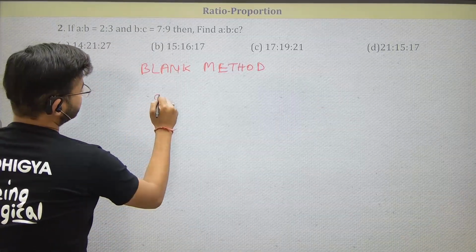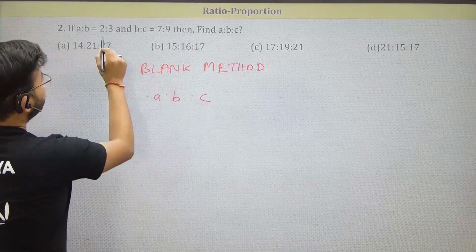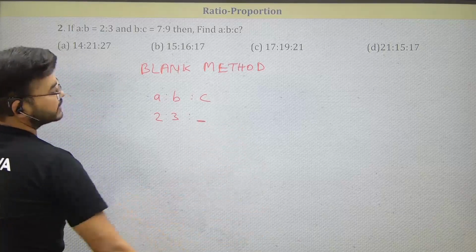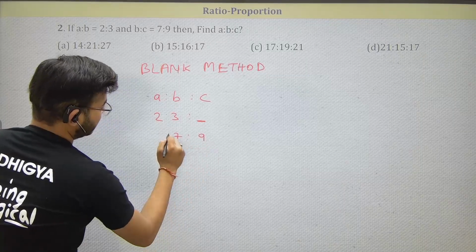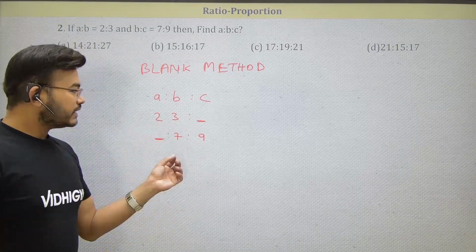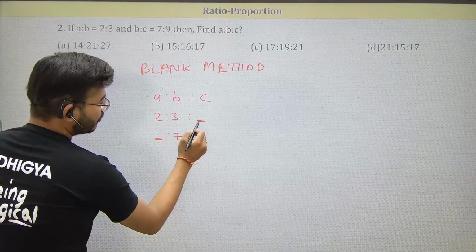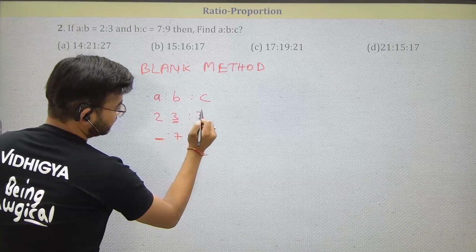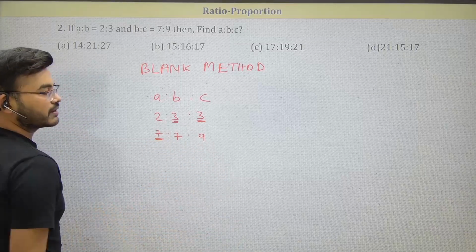Now here we are given A is to B and B is to C, and we need to find A is to B is to C. So we write it that A is to B is to C. Initially it is given 2 is to 3. So we write it as 2 is to 3. Now this is a blank space. Similarly, B is to C is given to us. B is to C is 7 is to 9. And this is a blank space over here. So in blank method, the only thing we need to do is fill these blanks. So we'll fill this blank with the number adjacent to this blank. So that is 3. So we'll fill this with 3. Similarly, the number adjacent to this particular blank is 7. So we'll fill this with 7.